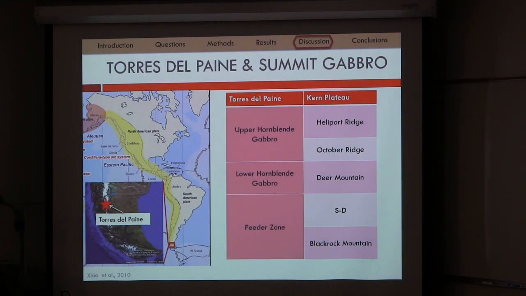So back to that little star that I had at the bottom of our Cordillera here, the Torres del Paine intrusive complex down in Patagonia. And so we noticed, and I'll get into detail on these, that there were several features of the mafic portion of the Torres del Paine that we had in common with our Kern Plateau Gabbros. They have an upper Hornblende Gabbro that is similar to the Heliport Ridge and our October Ridge Gabbros. Their lower Hornblende Gabbro is most similar to Deer Mountain, and they have a feeder zone that is very similar to the SD Gabbro and to Black Rock Mountain.